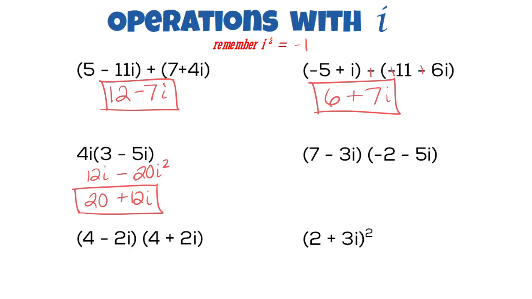Next one, let's try doing FOIL. So first, outer, inner is a plus 6i, and last is going to be a positive 15i squared. And like always, the middle two terms are going to combine. But this right here on the end oftentimes is going to have that i squared. So my plus 15 is going to turn into a minus 15 that I can combine with a negative 14. That will get me a negative 29. And then the imaginary parts are going to be a negative 29i.